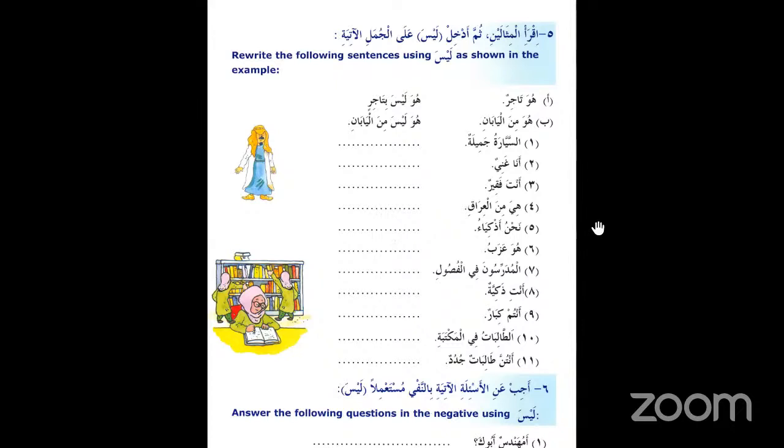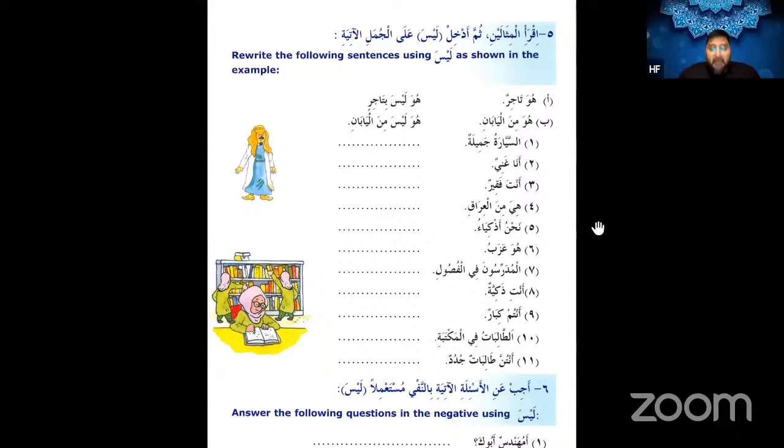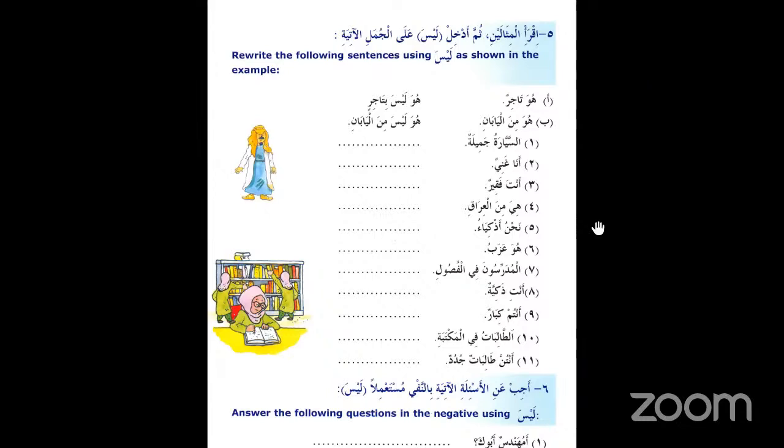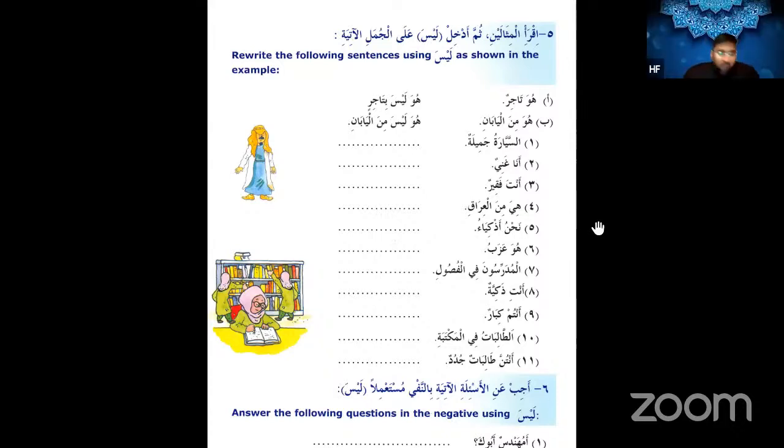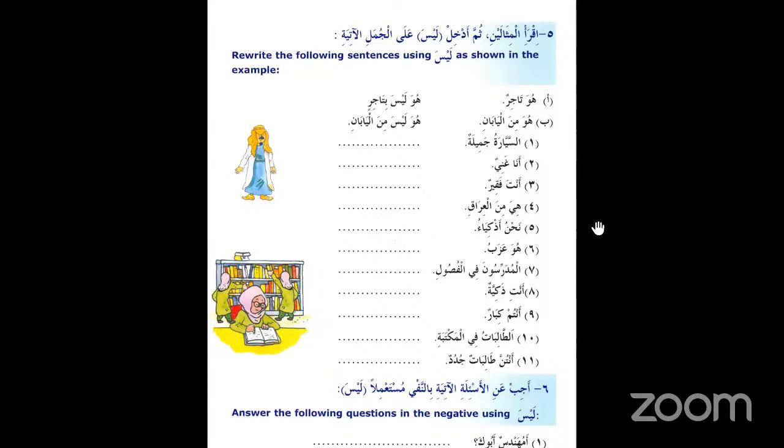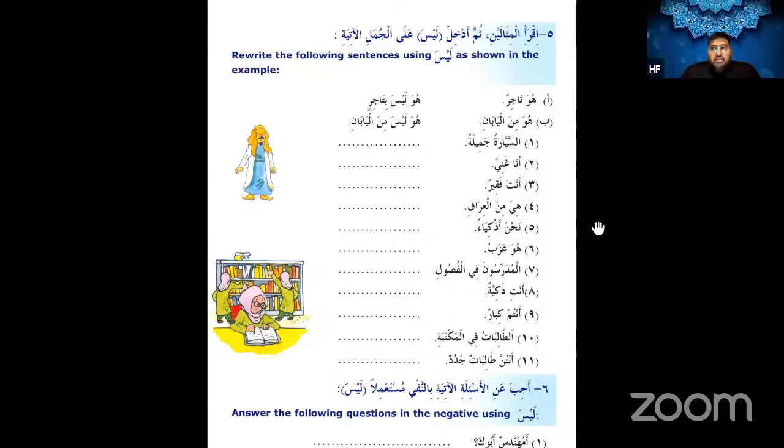Anta faqir. You are poor. Anta laysta bifaqir. Correct. Hiya min al-Iraq. She's from Iraq. Hiya laysat min al-Iraqi. So there's no B in front of it, right? When there's min, there's no need to bring B.